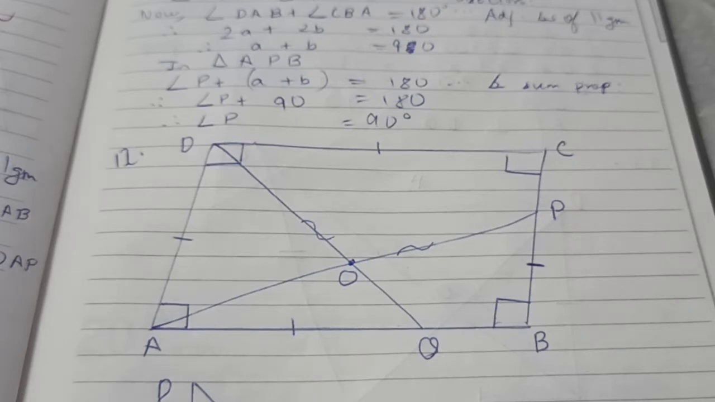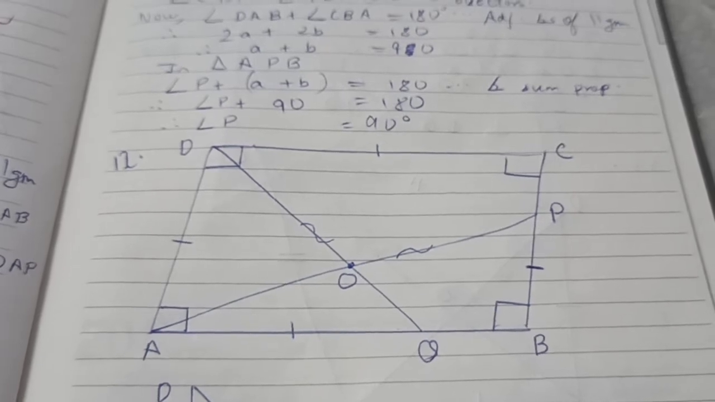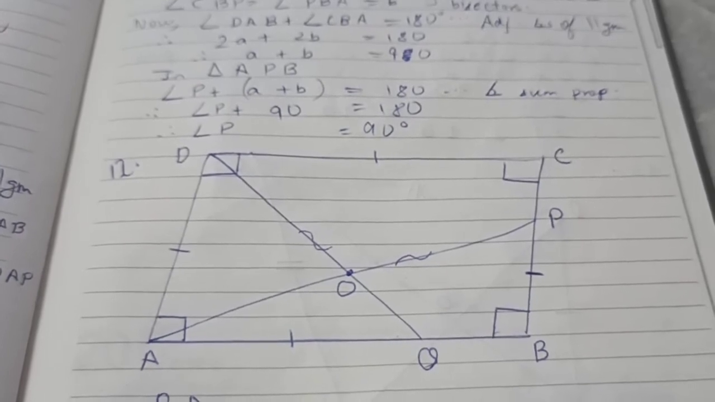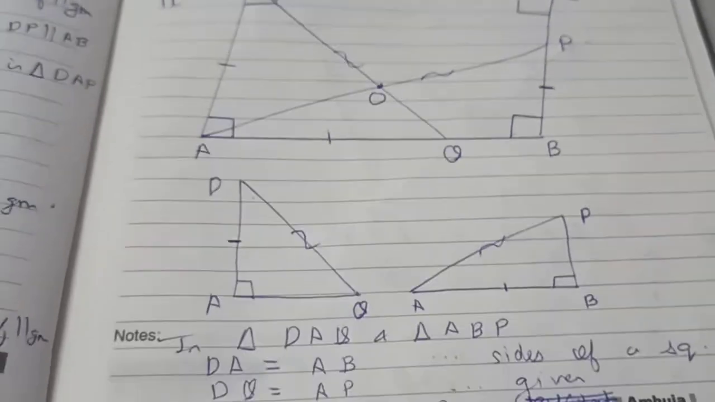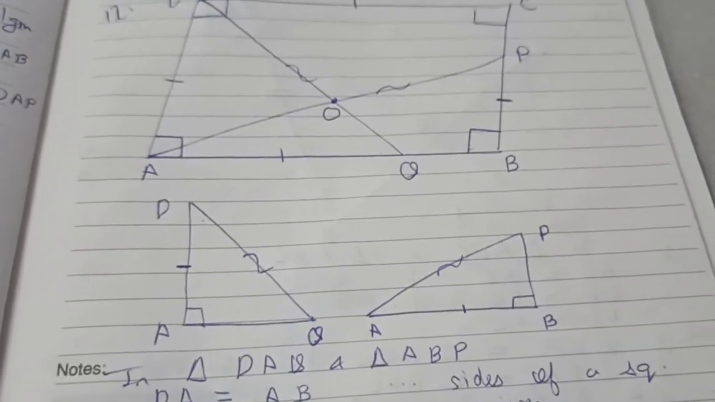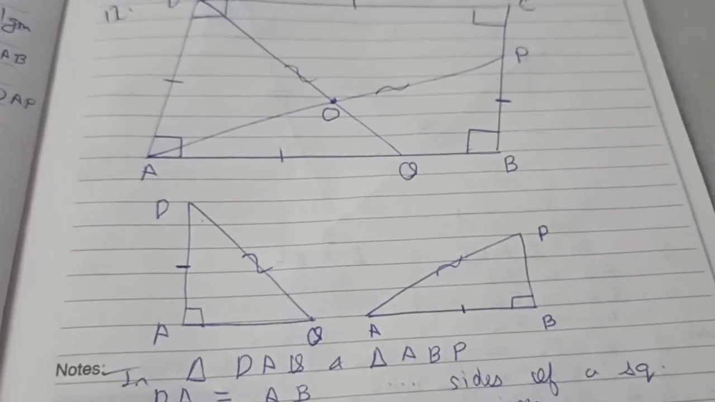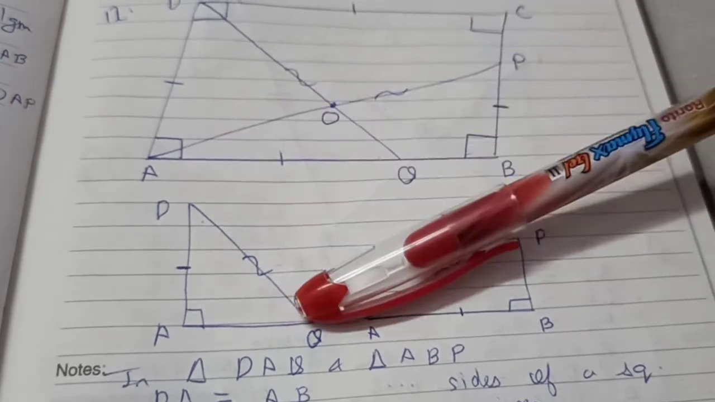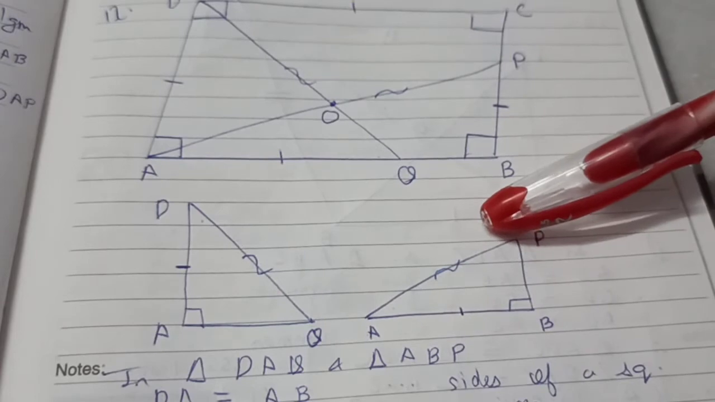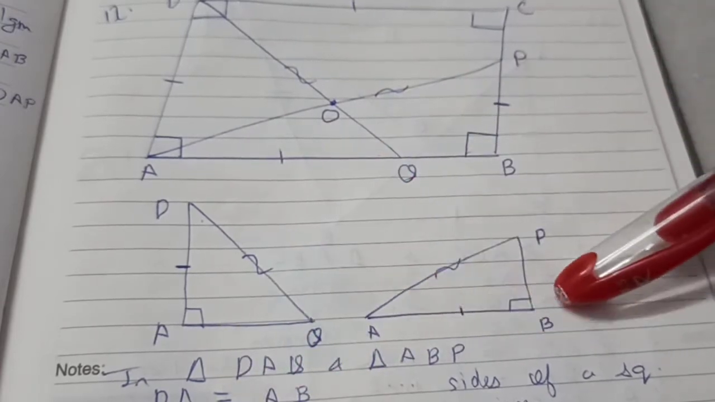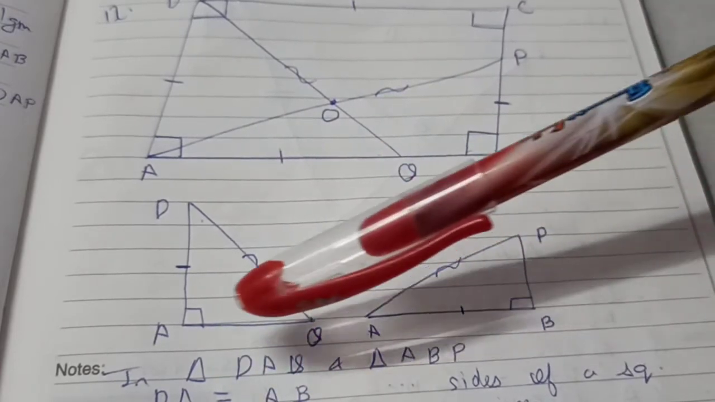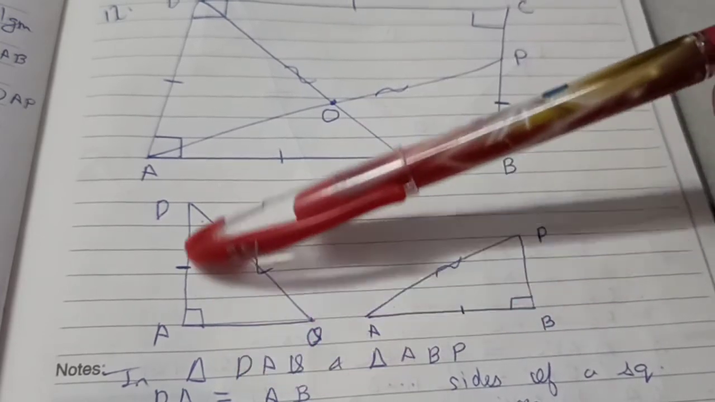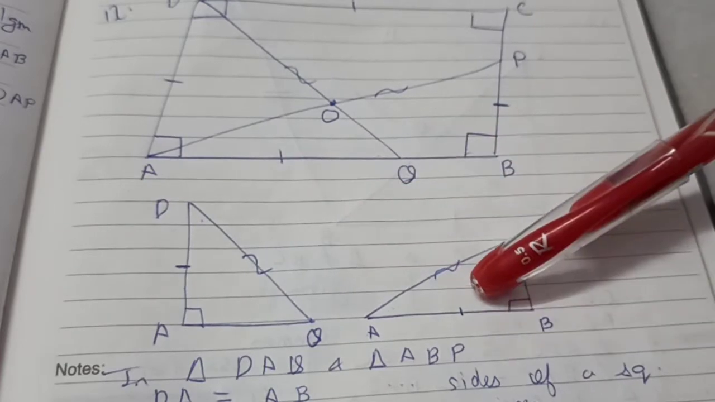So I need two triangles. Which two triangles should I take? Guess. Guessed? Well, did you guess these two triangles? DAQ and ABP? Because here DQ is given equal as AP in the question. DA is equal to AB, sides of a square, and 90-90. So that's which test? No, that's not an AS test, it's RHS test.